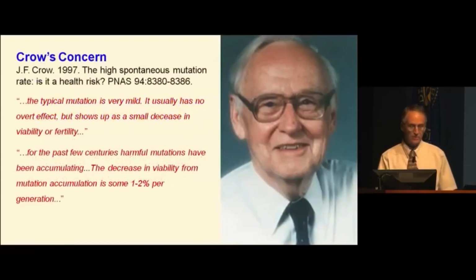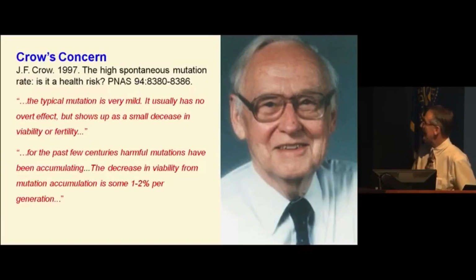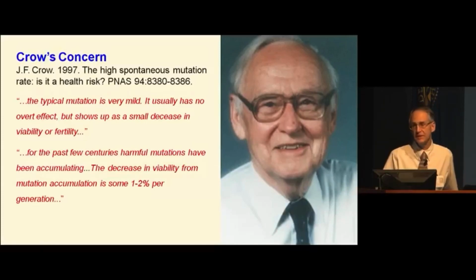So here's Dr. Crow, one of the most distinguished geneticists of the last century, and he's writing in PNAS, talking about the mutation rate and whether it is a health risk. He says the typical mutation is very mild. It usually has no overt effect, but shows up as a small decrease in viability or fertility. He goes on to say, for the past few centuries, harmful mutations have been accumulating. The decrease in viability from mutation accumulation is something like 1 to 2% per generation. He's saying the human race has been degenerating for a long time at the rate of 1% per generation. That's pretty astounding.